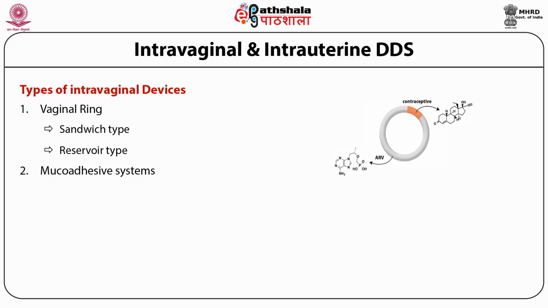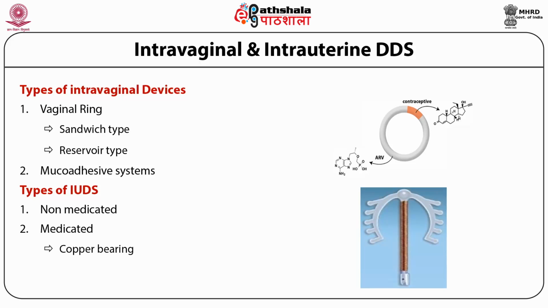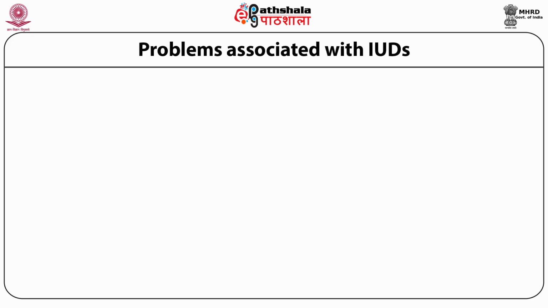Then similarly, we have the various types of intrauterine devices, which could either be non-medicated or medicated. They can be copper bearing, an example is that of the copper T used as a contraceptive, and they can also be hormone releasing, which can be highly beneficial for postmenopausal women. Problems associated with intrauterine devices.